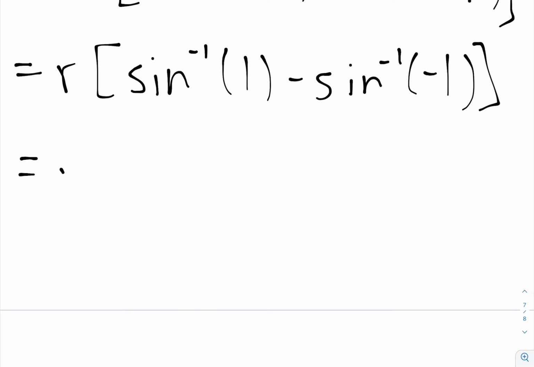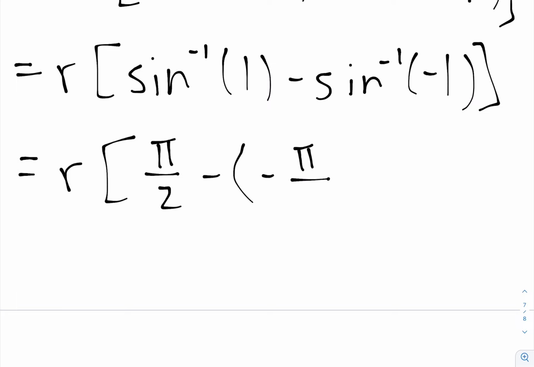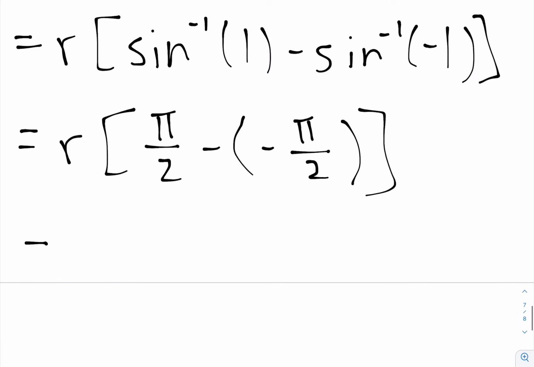So this is going to be r times pi over 2 minus, well, the inverse sine of negative 1, that's just negative pi over 2, right? Because we're just tacking on that negative. So it's going to be negative pi over 2. And anytime we subtract the negative, that just means we're adding a positive.